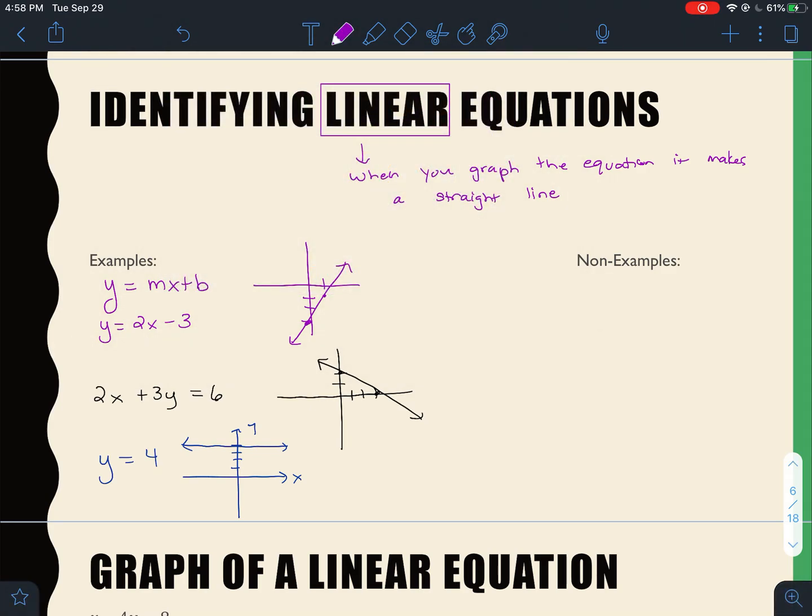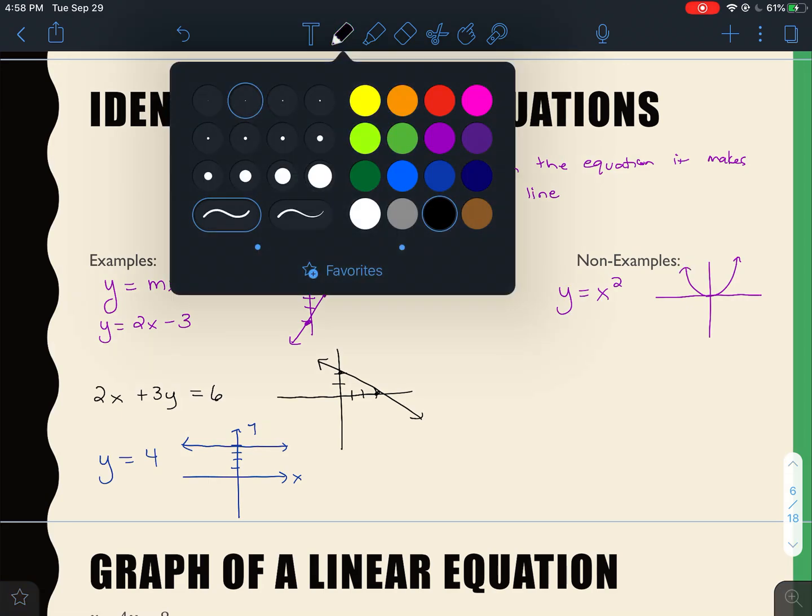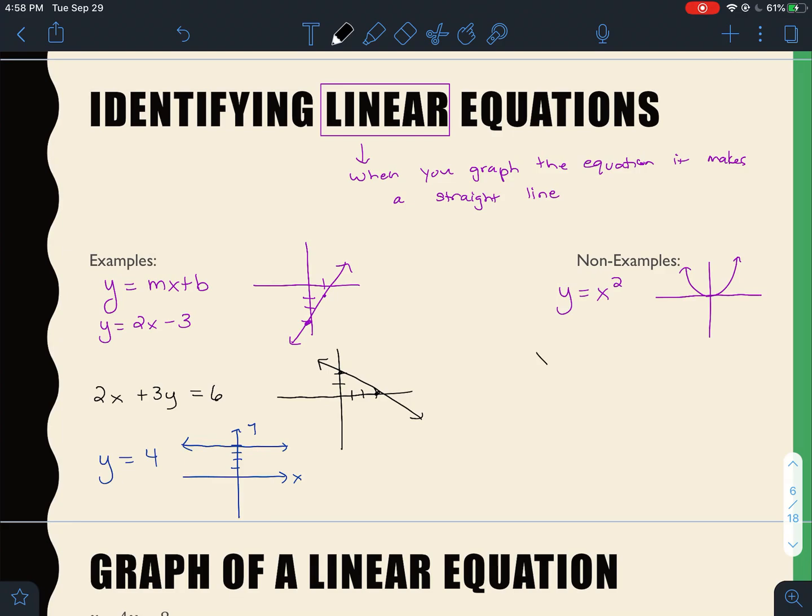Examples of things that would not be linear would be y equals x squared. Because if you graph y equals x squared, it ends up looking like this, and that's called a parabola, which is not a straight line. Another example of something that would be nonlinear could be like x squared plus y squared equals 4. Because when you graph that, it ends up looking like a circle whose radius is 2. And another example of something that would not be linear could be y equals the square root of x, because its graph ends up looking like half of a sideways parabola.